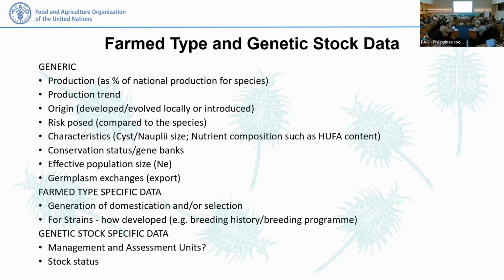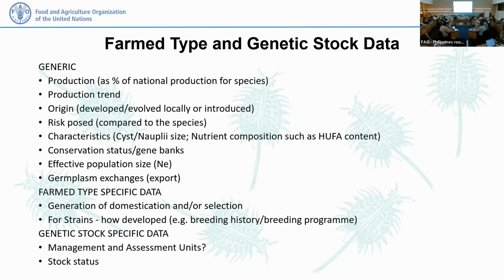We can look at the risk of a farm type or a genetic stock compared to others. So if we do a genetic improvement and we produce a new farm type, is the risk associated with that farm type and its impact on biodiversity, for example, greater or lesser than the risk of the species as a whole? Then, probably most importantly, we have information on the characteristics of the genetic stock or the farm type. And in the case of Artemia, this can be cyst size, nuclei size, nutrient composition such as HUFA content, and I see already that we have data on that in AquaGRIS.